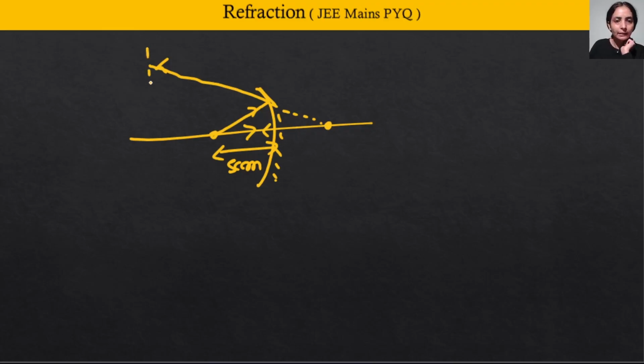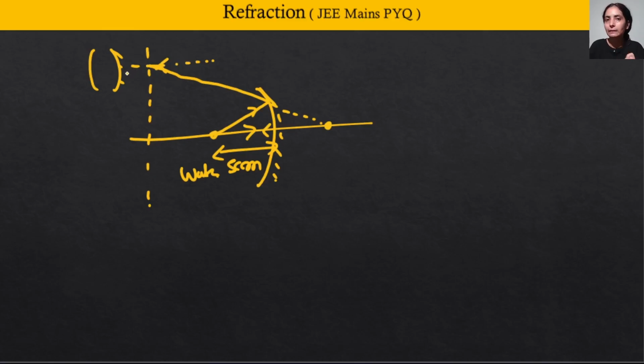Now what will happen at this surface? Here is the eye, right? And this is filled with water basically. Done? So at this interface, again what will happen? Light will refract away from the normal. So it will refract like this in order to reach to the eye.